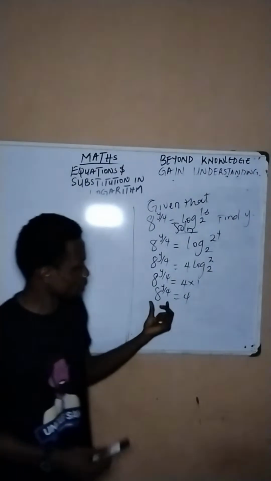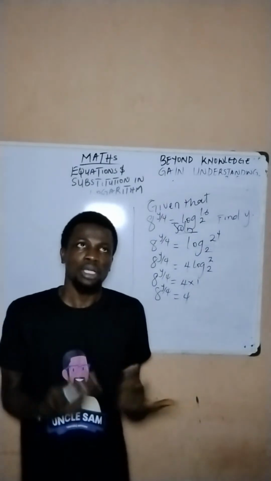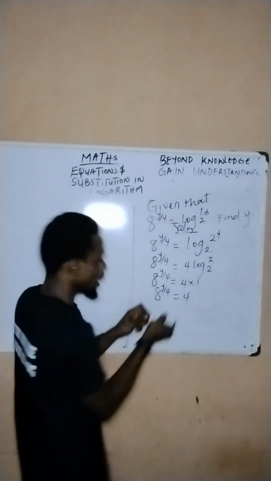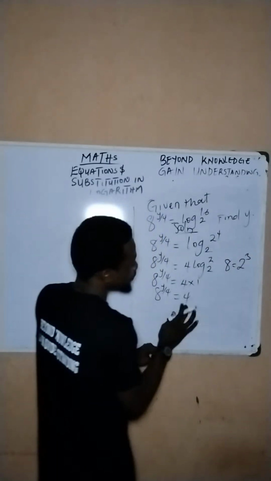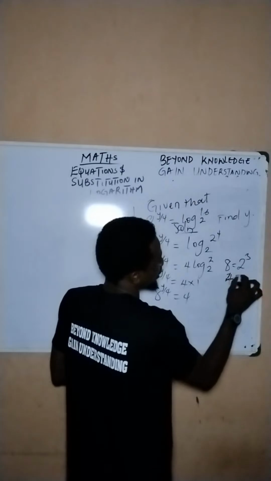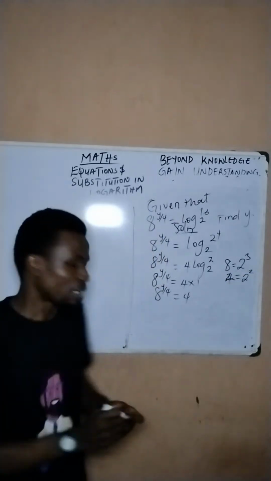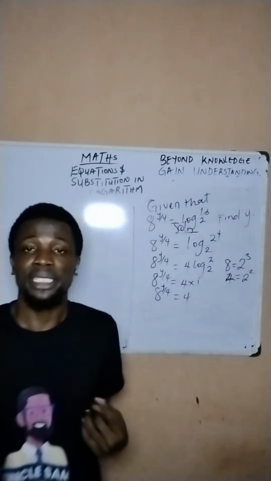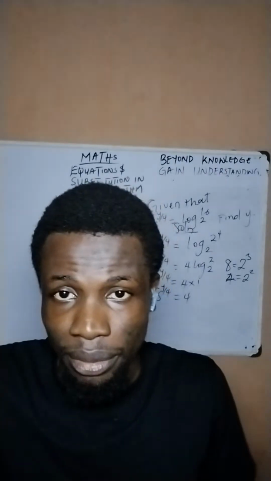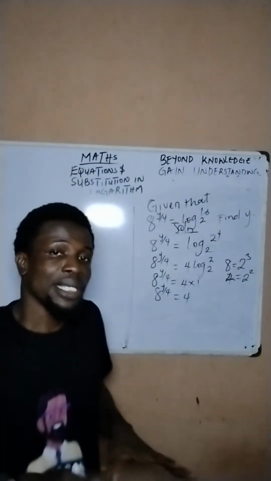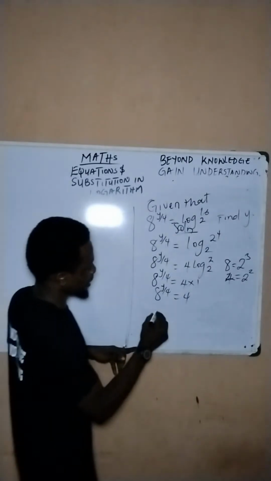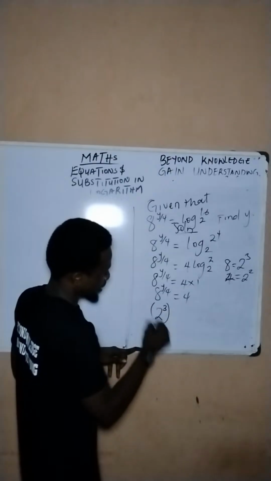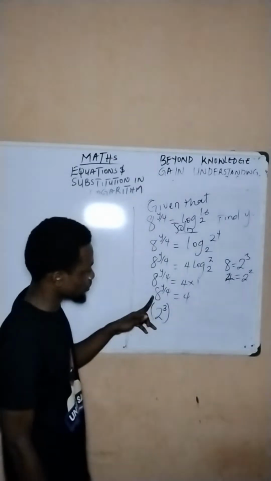So at this point now, we do some basic work. We do some readjustment. 8 here is the same as 2 to the power of 3. 4 here is the same as 2 squared. So we are trying to rearrange both the left hand side and the right hand side to have the same base. There's a reason why we're doing that: the same base raised to a certain power. So replacing 8 here with 2 to the power of 3, that's the value of 8.